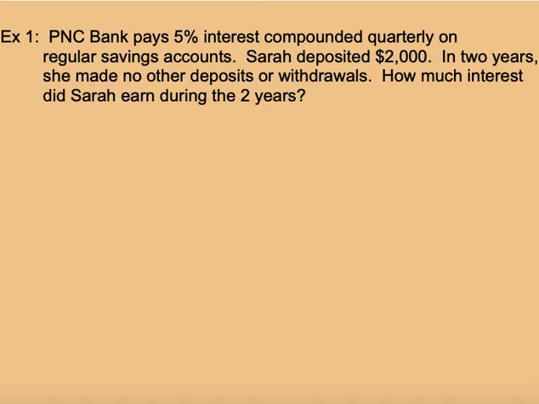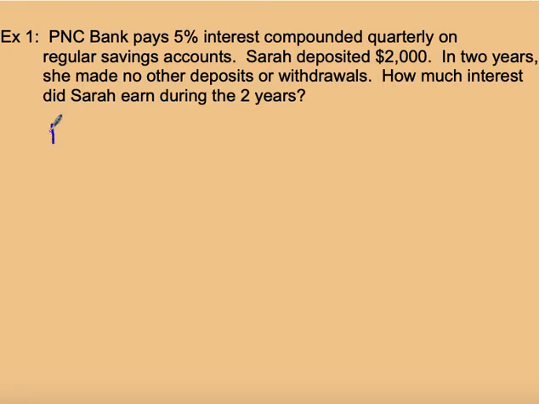So PNC Bank pays 5% interest compounded quarterly on regular savings. Sarah deposited $2,000 and she just let that money sit in her account. She didn't make any withdrawals. She didn't make any other deposits. How much interest did Sarah earn during the 2 years? So we are looking for the amount.